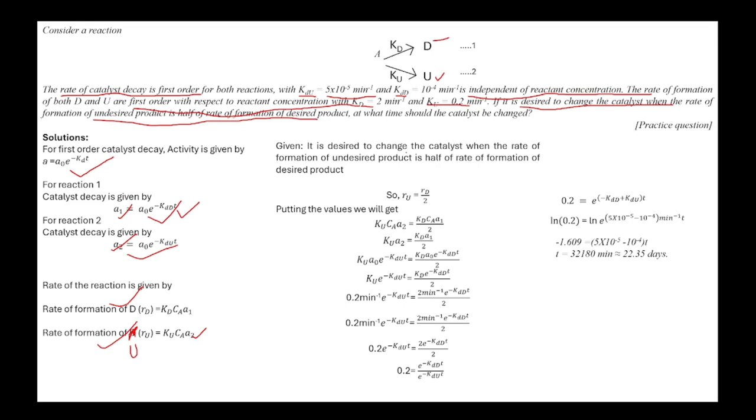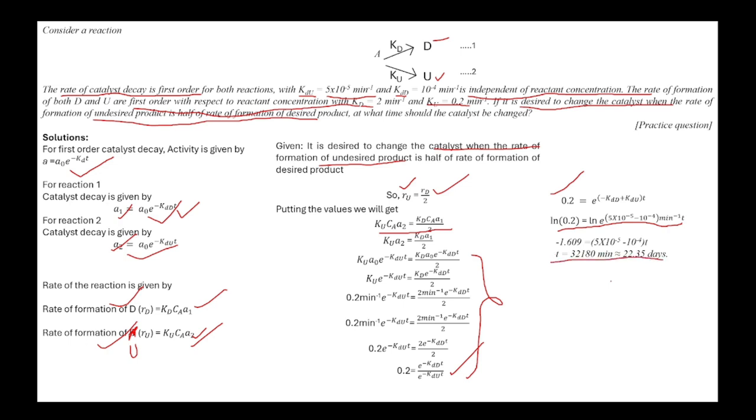Now, it is desired to change the catalyst when the rate of formation of undesired is half of the rate of formation of desired. So we put in all the values, RD and RU, and the values of A1 and A2. After this it is all mathematics. At the end, on solving this equation, and don't forget the unit, we get t equal to 22.35 days.